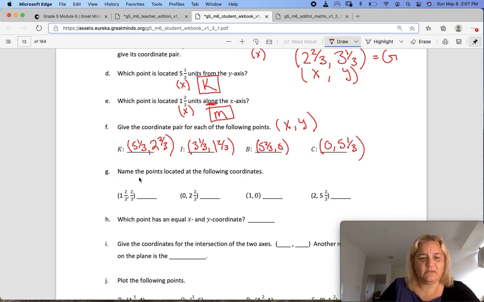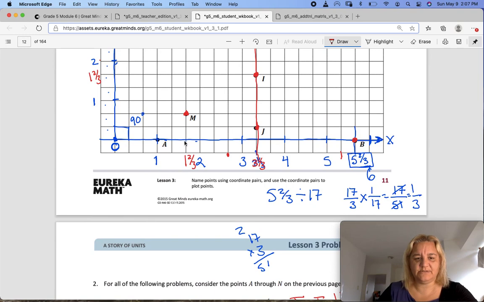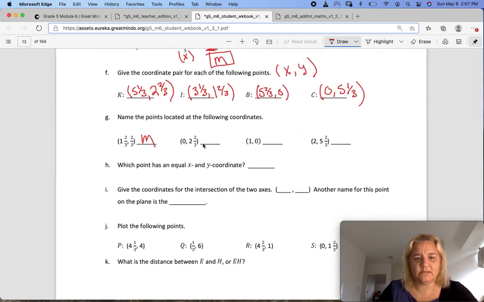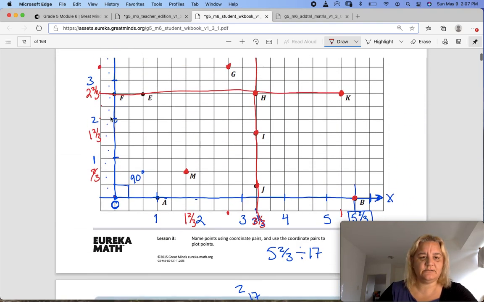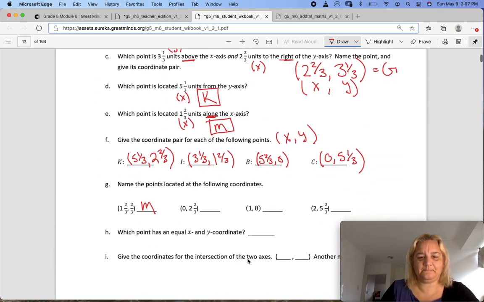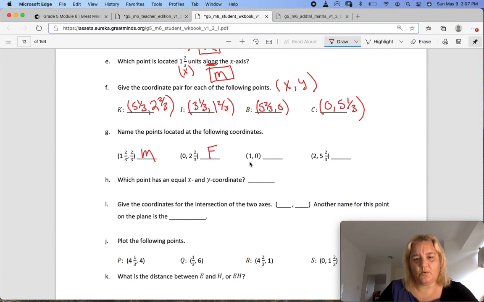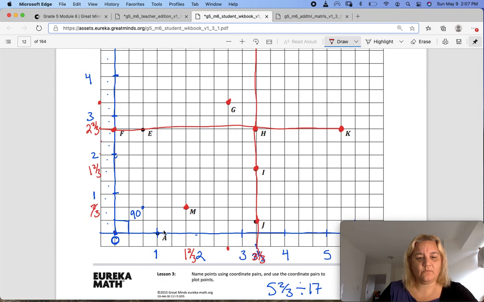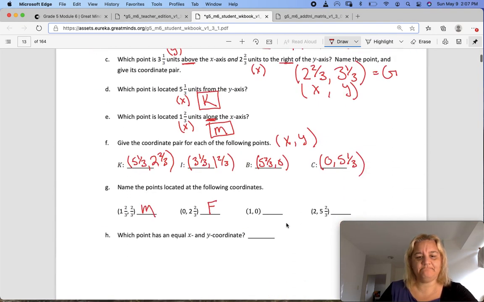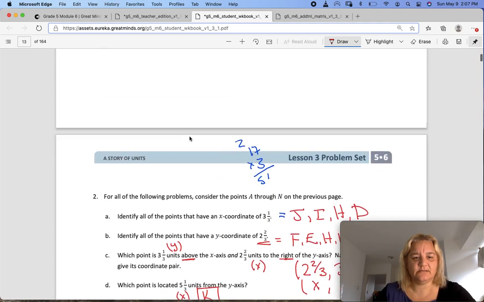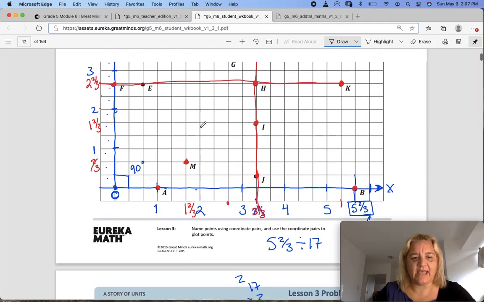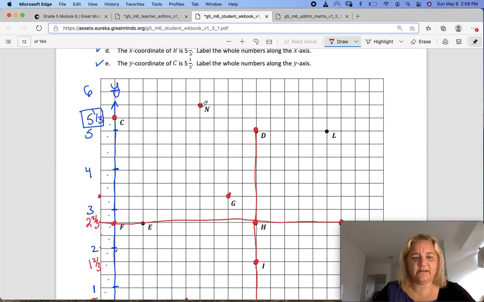Remember X first. Name the points located at the following coordinates: 1 2/3 and 2/3. Okay, 1 2/3 is here, and 2/3 is here, and that's M. 0 and 2 2/3. 0 is here, and 2 2/3 is there. That's F. 1 and 0. Okay. 1 and 0, A. 2 and 5 2/3. Okay, so X is 2 and 5 2/3 would be right here, and that's N.